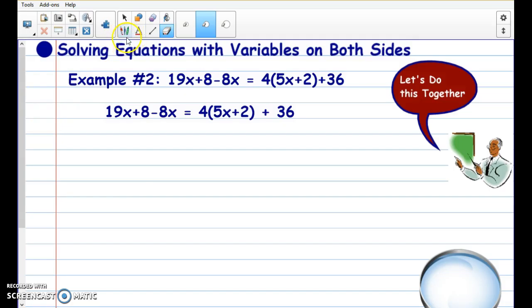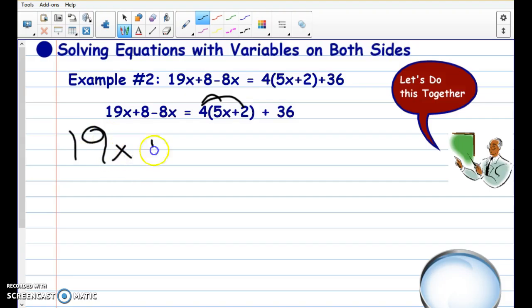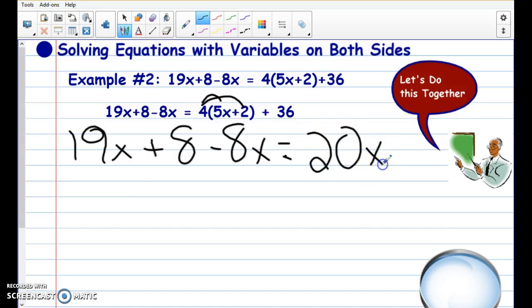Alright, we'll do this one. Hopefully it's a little less confusing than the other one that had all the steps on there. So I have 19x plus 8 minus 8x equals 4 with the parentheses, 5x plus 2, plus 36. So I need to distribute. 4 times 5x is 20x. 4 times 2 is 8. And still that plus 36.